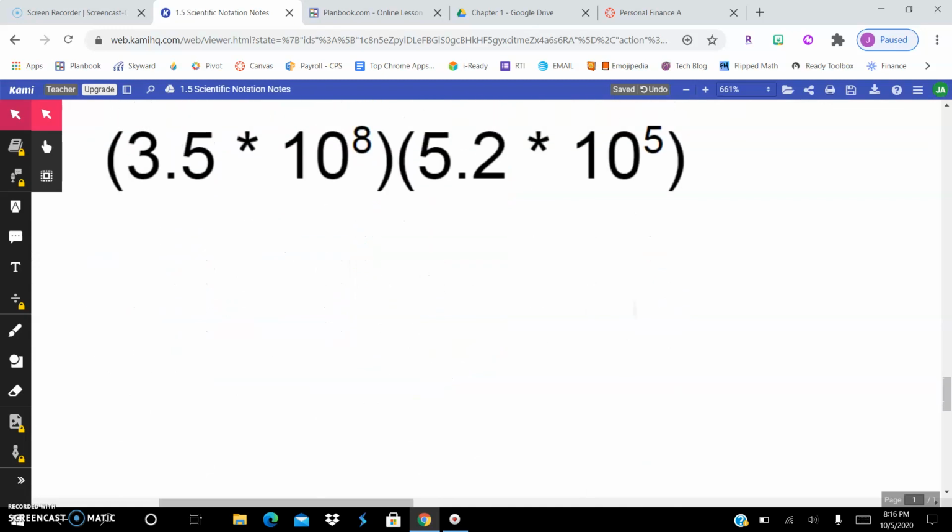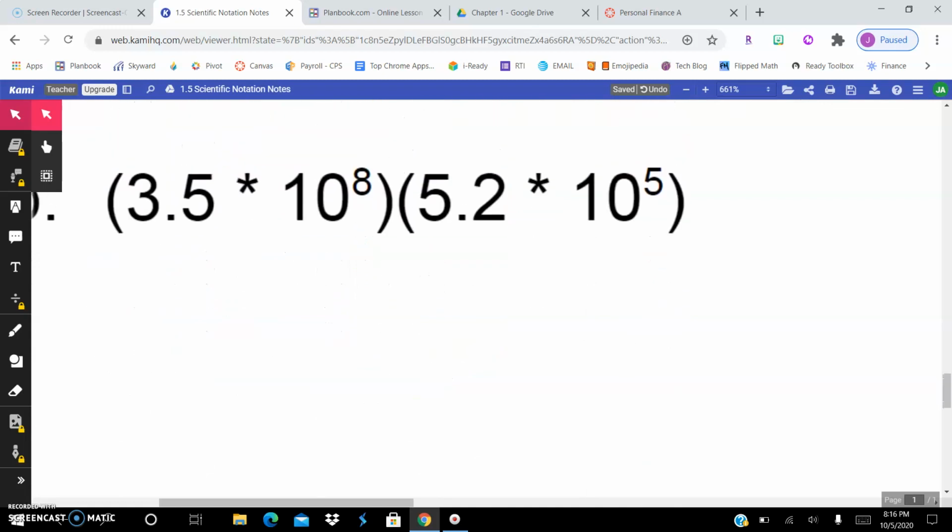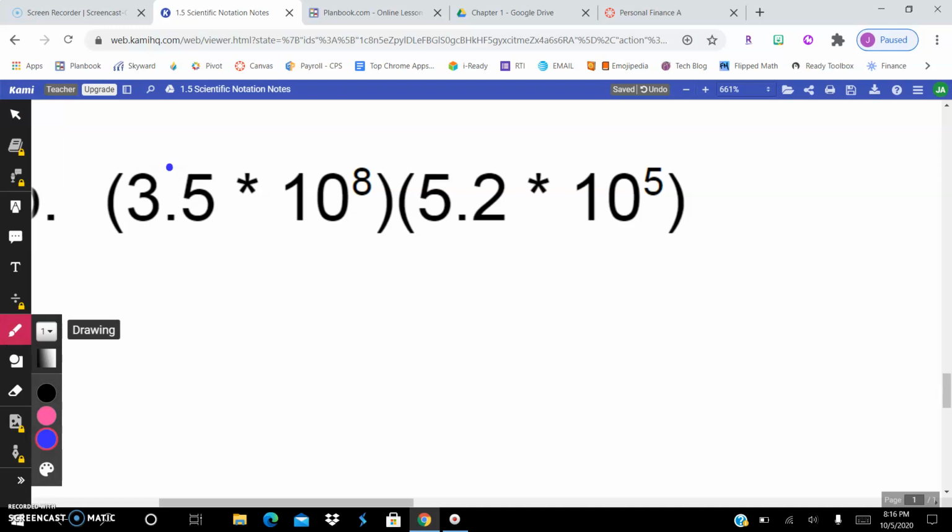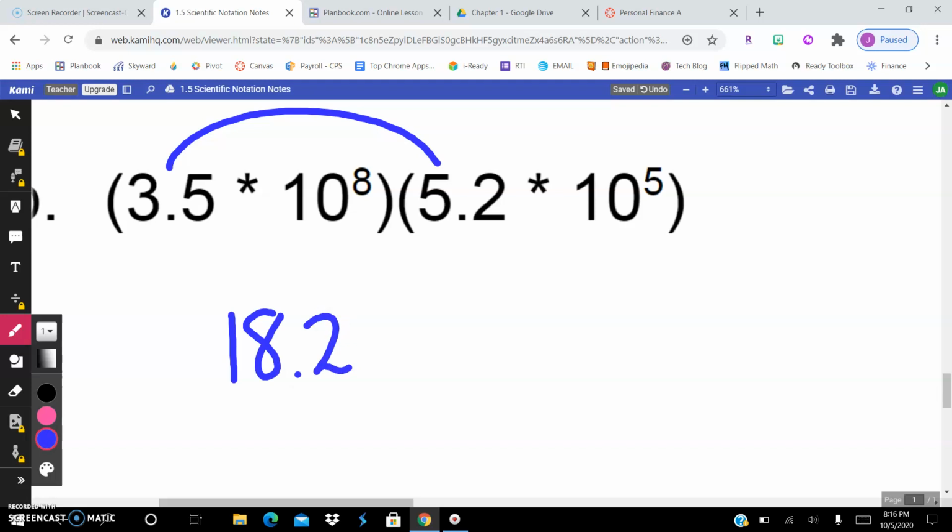And then if we have multiplication with our scientific notation, we're going to do the same thing. We're going to multiply the 3.5 and the 5.2, and we are going to get 18.2. And then it's times 10. And we have 10 to the 8th times 10 to the 5th. So the rule is add those exponents. So that becomes 10 to the 13th.